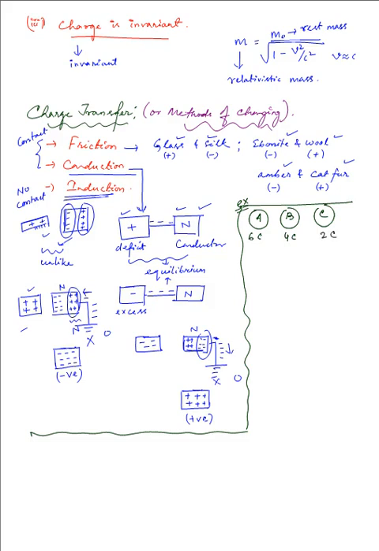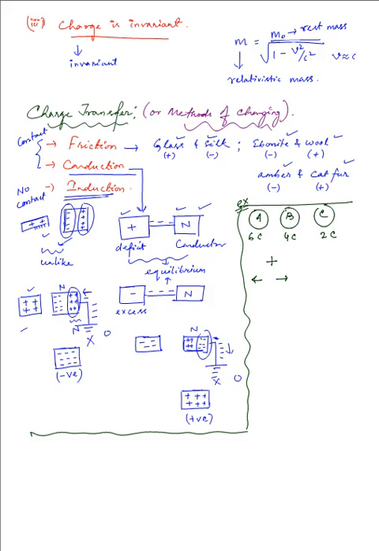Now it happens in this case that first body B and A are contacted or made to touch each other for a few moments. They are conducting materials, of course, so there will be transfer of charge, and then they are separated.